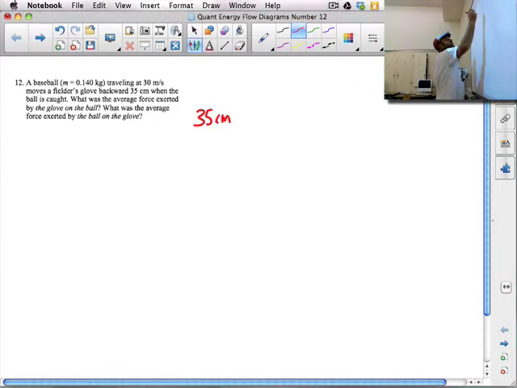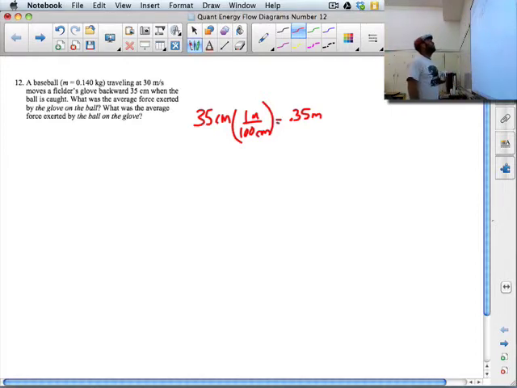35 centimeters, 100 centimeters are in 1 meter. So that means that I'm talking about 0.35 meters. So a baseball mass is, okay, so that's good. The mass is already in kilograms. 0.14 kilograms, okay, that sounds like a baseball, is traveling at 30 meters per second, and it moves into a fielder's glove, and the glove moves backwards when the ball is caught. What is the average force exerted by the glove on the ball, and what was the average force by the ball on the glove?